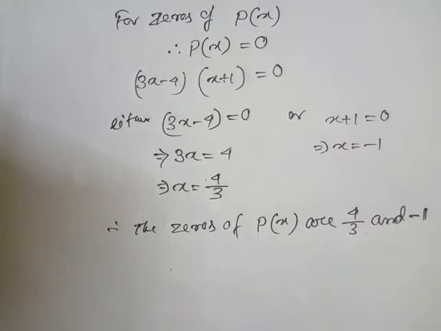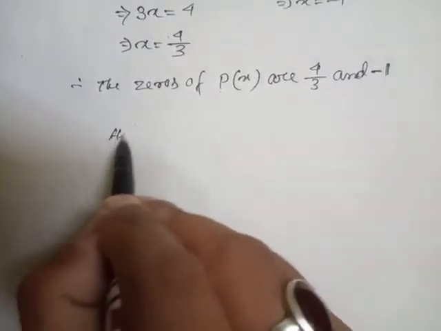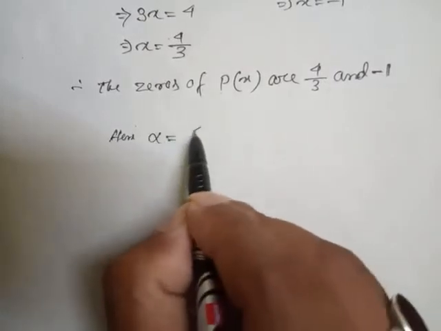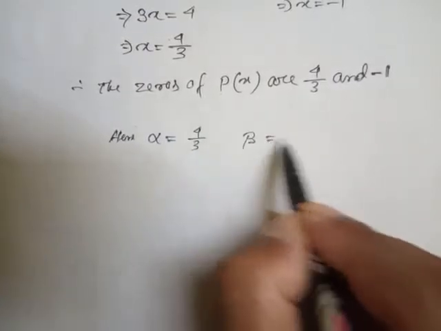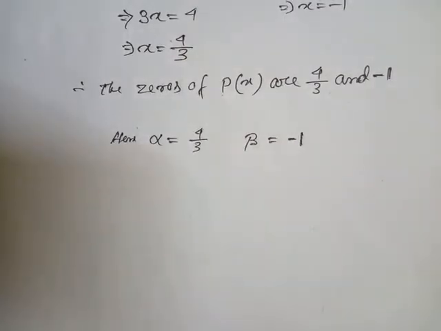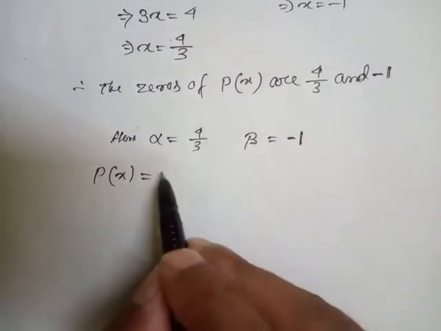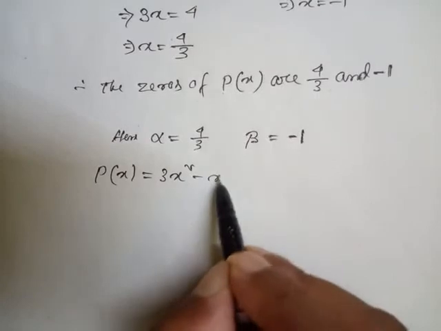Now after that, students, we can write here that alpha equals 4 by 3, beta is equal to minus 1. Now we are going to verify the relation between the coefficients and the zeros. So these two are the zeros. Now p(x) equals 3x square minus x minus 4.